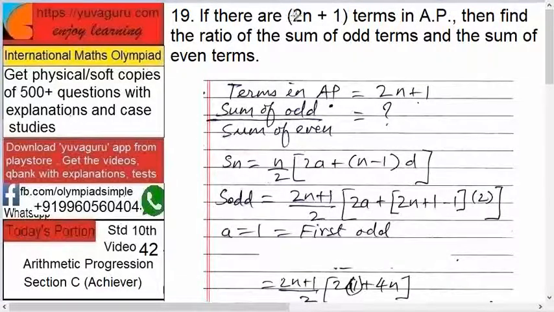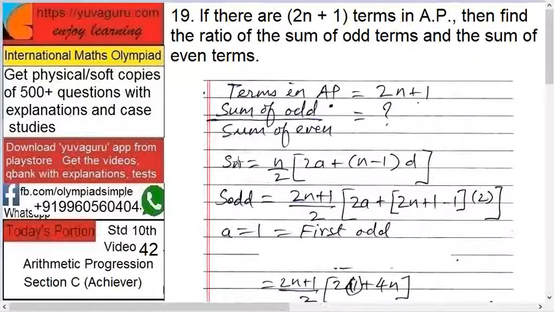If there are 2n plus 1 terms in an AP, then find the ratio of the sum of the odd terms and the sum of the even terms. So there are 2n plus 1 terms in the arithmetic progression. In an AP, your target should be to find a and d, the common difference, right? Then the ratio required is the sum of odd and the sum of even. So 2n plus 1 terms, sum of odd upon sum of even is the question.